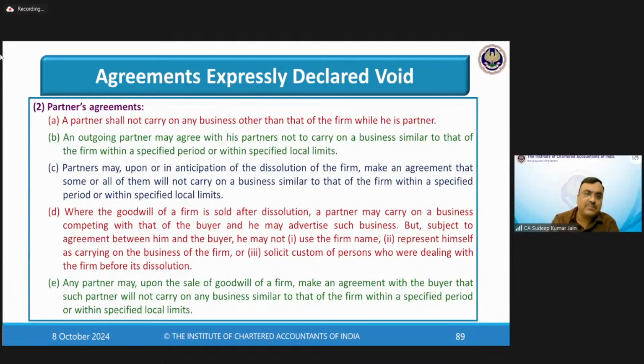So these points A to E are valid, even though they restrict the right to trade, they are valid. So please read it carefully. I am giving you one minute, children, please read it once again.